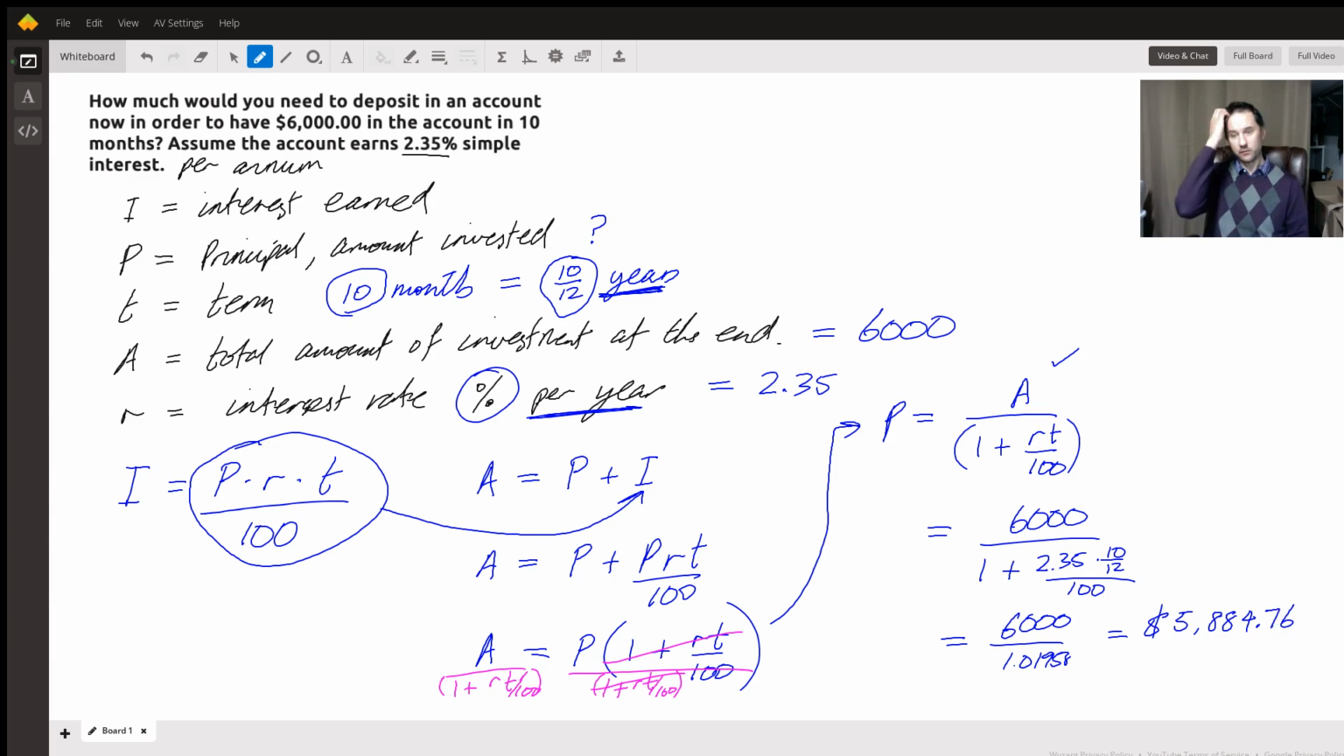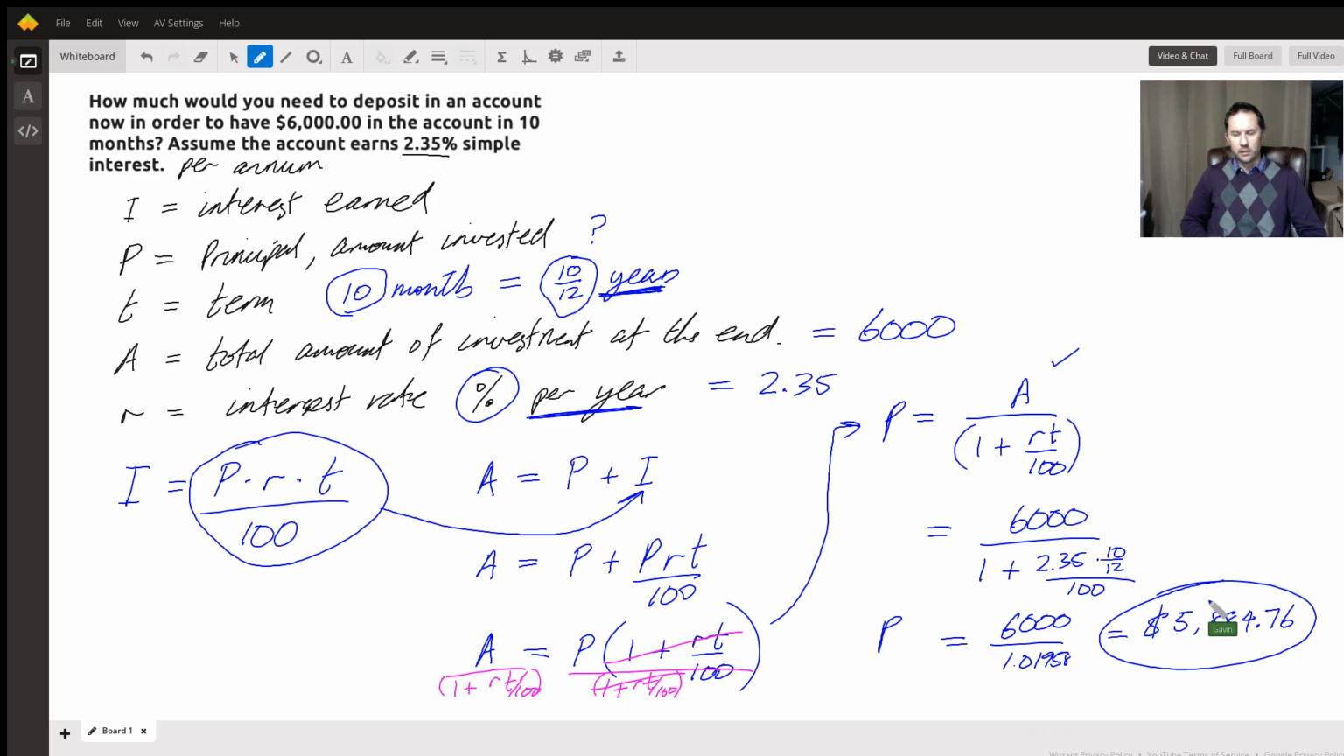And then we think about, does that make sense? That's less than 6,000. That does make sense, because if we're finding P, that's the principal, and there's our answer. The principal means how much you need to deposit so that after 10 months you have $6,000. So that does sound like it makes sense.